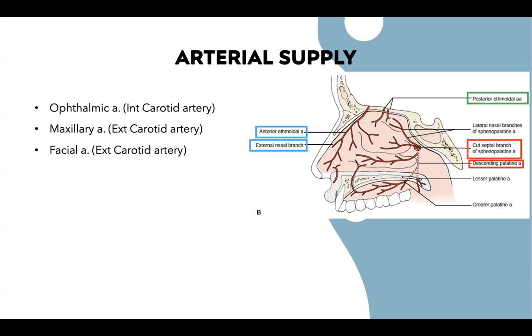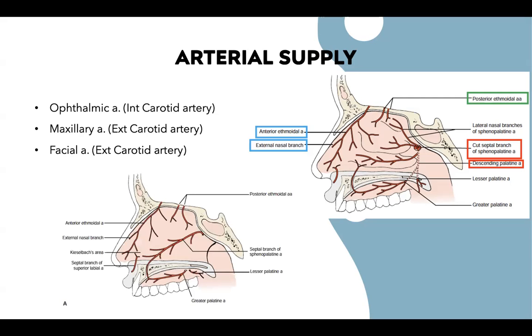We also have the descending palatine artery of the maxillary artery that descends through the palatine foramen and splits into two branches, greater palatine and lesser palatine, as shown here, that supply the blood to the hard and the soft palate. Then we have the facial artery of the external carotid artery. It has the septal branch that is itself a branch of the superior labial branch, and it provides the blood supply to the anterior part of the nasal septum.